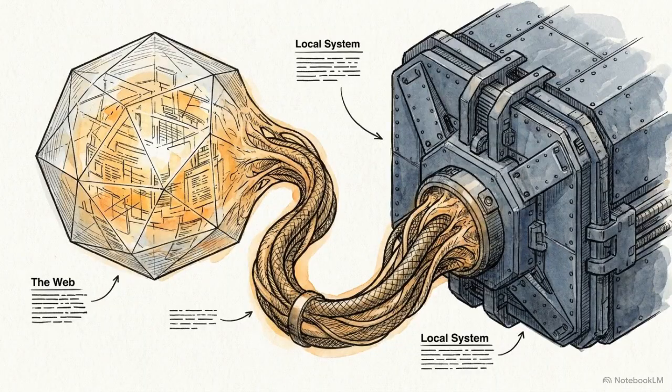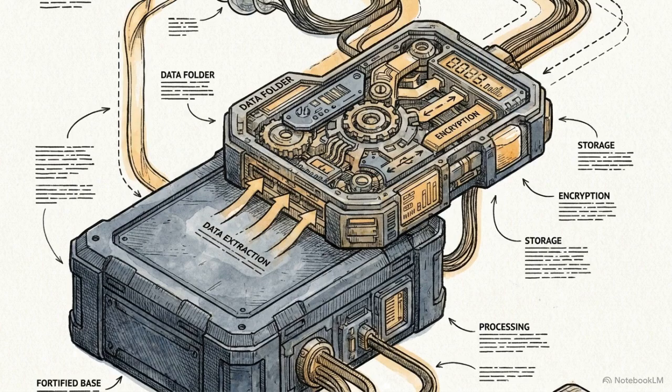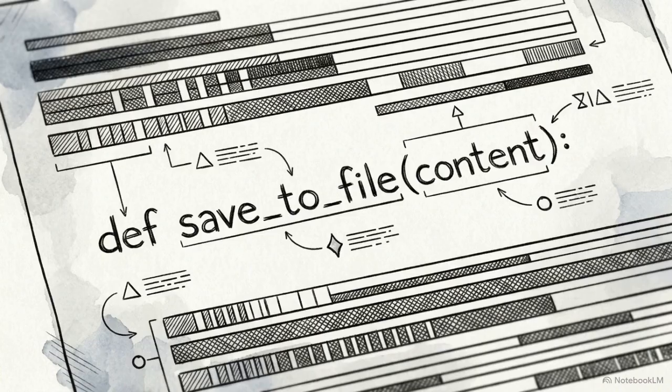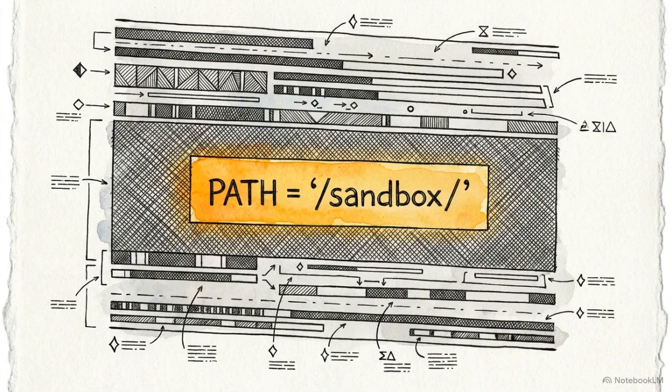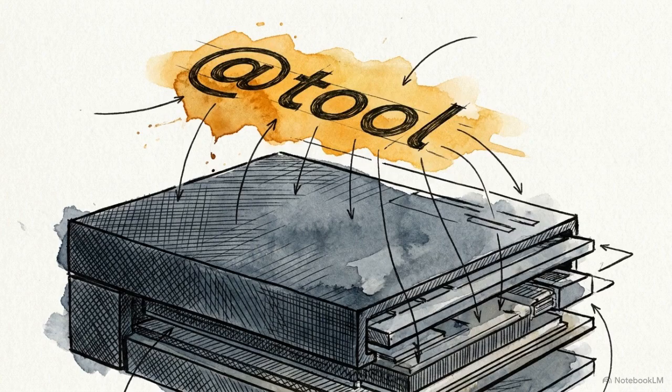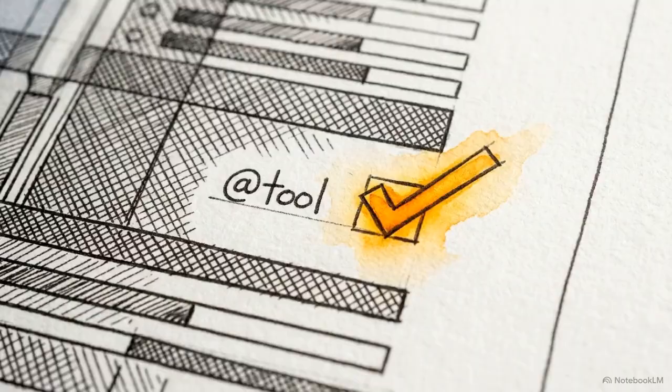With web access ready, we shift back to the local system. The agent needs a way to extract that web data and physically store it. Write a custom Python function designed exclusively to save text. Hard-code this function so it is only capable of writing to your sandbox folder. Then, wrap this custom function in a tool decorator. This ensures the framework recognizes your code as an executable action the agent can choose.